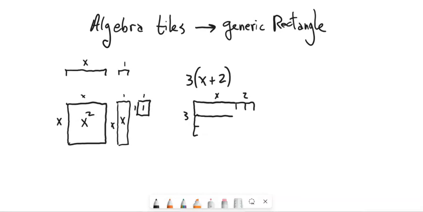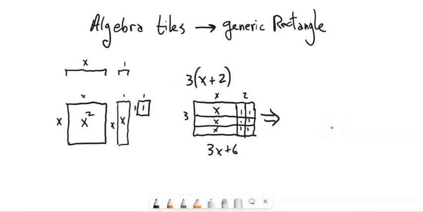If I actually do those multiplications, in other words, fill in that area, notice these are measuring the side lengths. This is x long, this is 2 long. Now I have x times 1, so this is an x tile, this is an x tile, this is an x tile, so I have 3 x's. And then in here, 3 times 2, I've got 6 1's in here. So 3x plus 6.